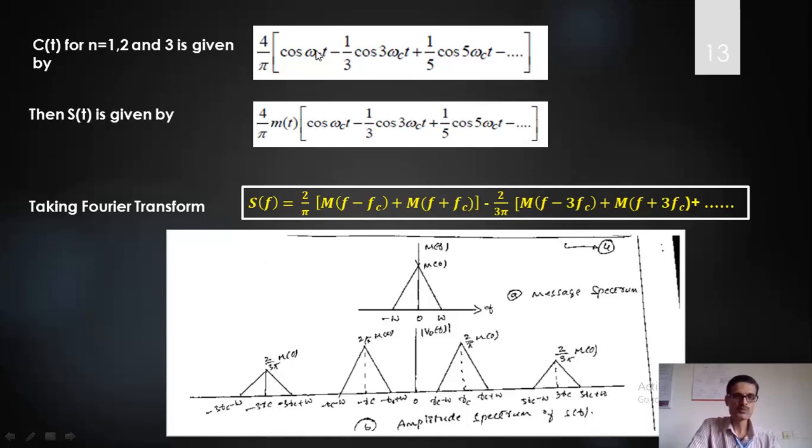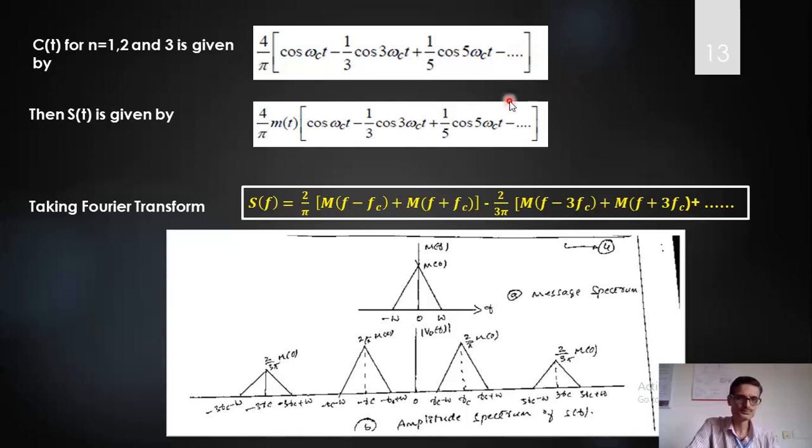So for n equal to 1, I will get cos omega ct with a common factor of 4 by pi, that's the magnitude. For n equal to 2, if I substitute in the previous equation, I will get 1 by 3 cos 3 omega ct, or 1 by 3 cos 2 pi 3 fct. Plus, for n equal to 3, 1 by 5 cos of 5 omega ct, and so on. You just go on substituting the values of n up to infinity, and we get the harmonic components over here.